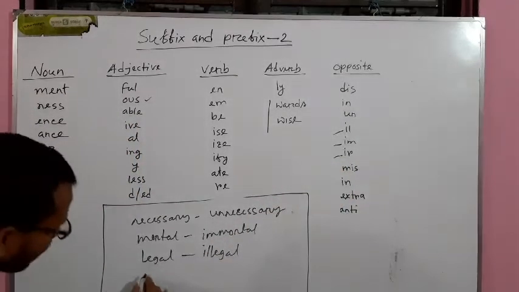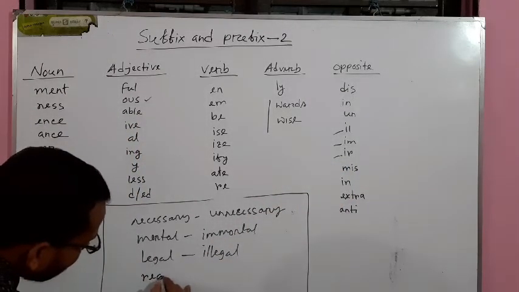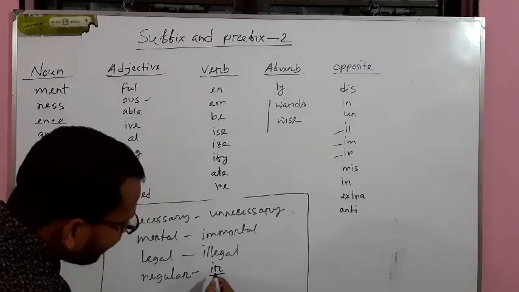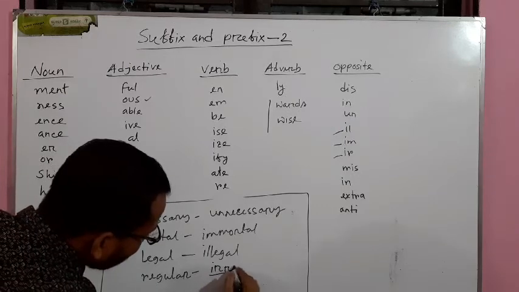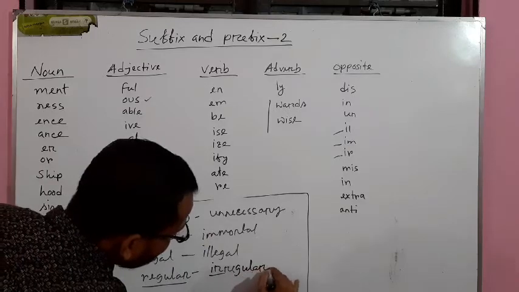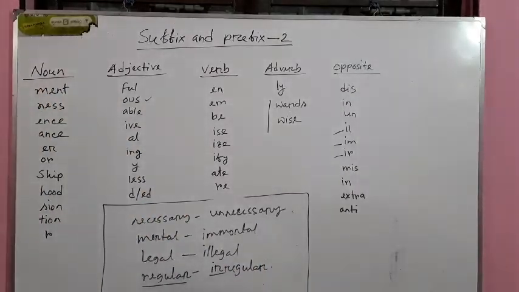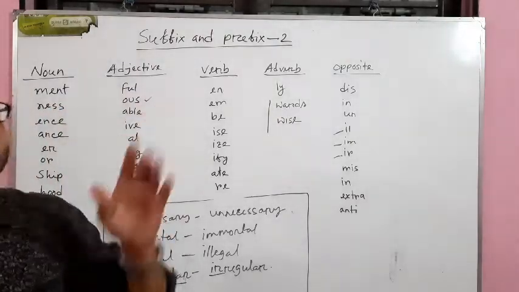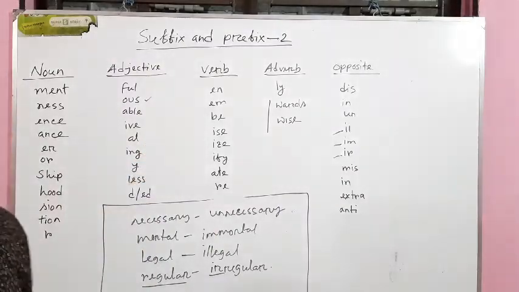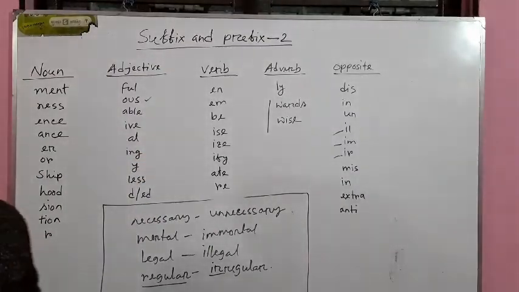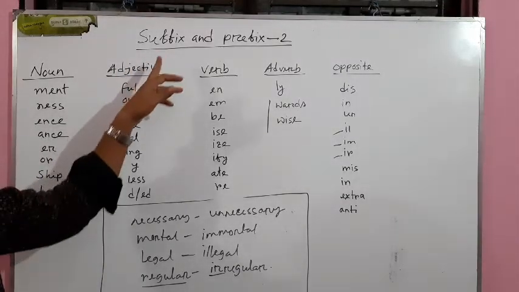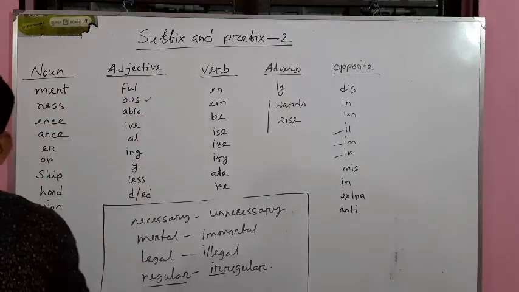Or like this, IR. That means from regular, REGULAR, from regular to irregular, IR. You just add a prefix IR and the rest of the word will remain all the same. This is actually the way of changing one part of speech into another part of speech. This is very, very important. If you know the use of these suffixes and prefixes, then you can easily make any sentence, or you can make any new word by using these suffixes and prefixes.